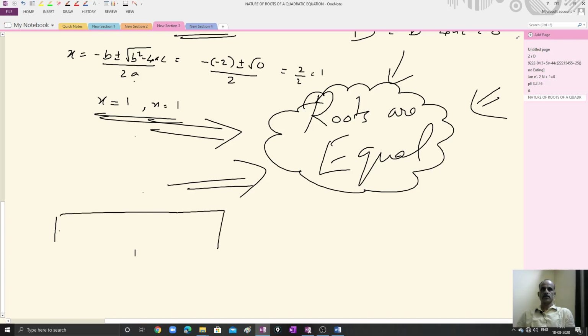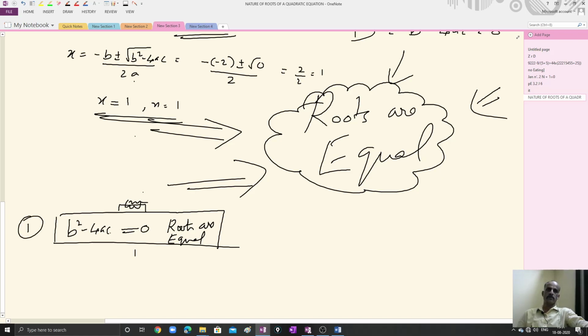When b square minus 4ac, our discriminant, is equal to 0, what happens? Roots or solutions are what? Equal. Remember this. Let us put it in a box and carry. So, this is box number 1, or condition number 1: b square minus 4ac is equal to 0, the roots of a quadratic equation are equal.